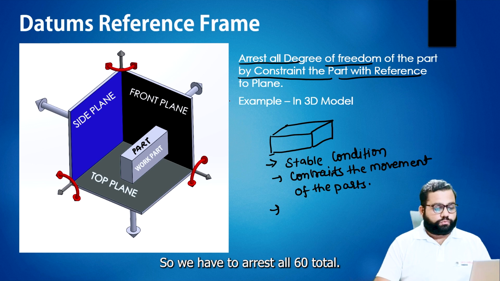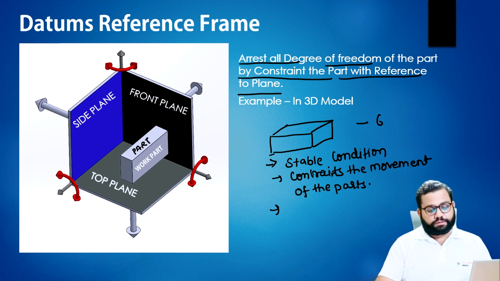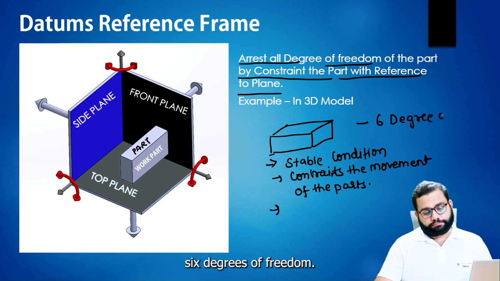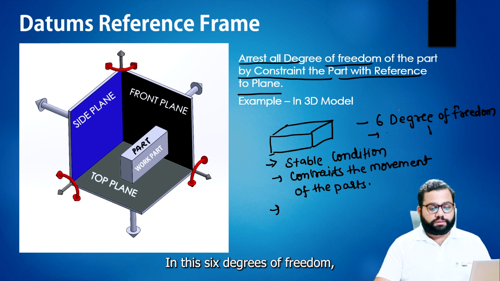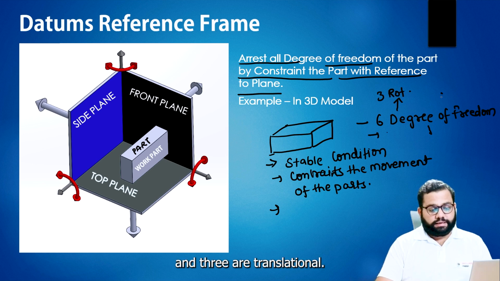So we have to arrest all of them. In total, there are 6 degrees of freedom. Of these 6 degrees of freedom, three are rotational and three are translational.